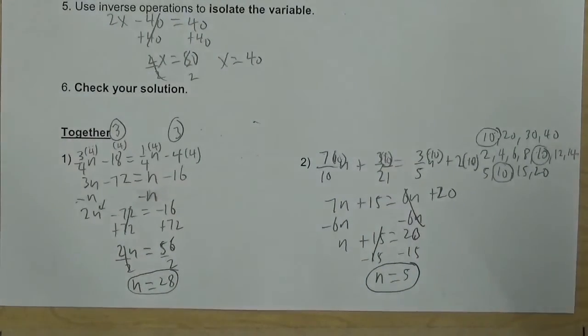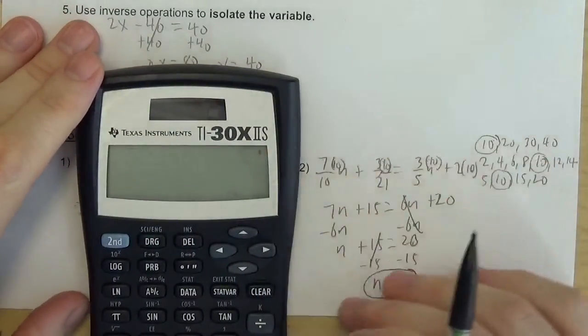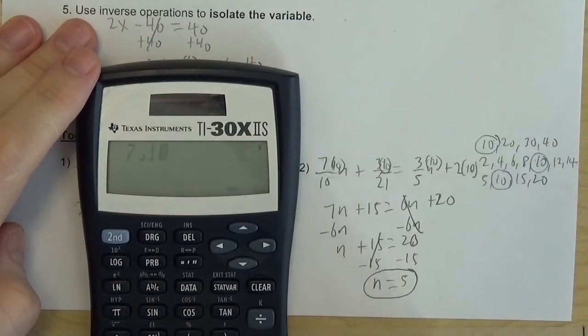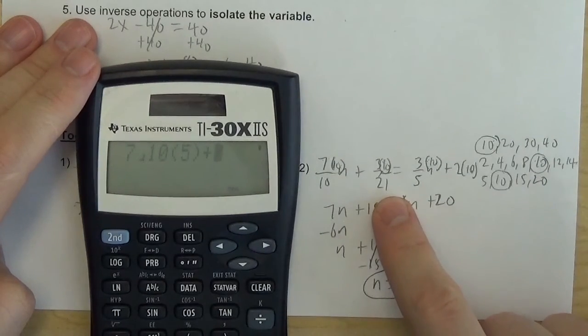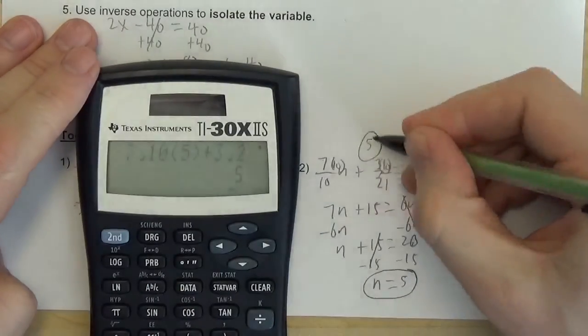Let's take a minute and check the solution as well. We're going to plug in 5 everywhere where we see n. And so I'm going to type this into the original equation we had here. So 7 over 10, and then n, so in parentheses 5, plus, that's 3 halves there, right? So 3 over 2. So this side is 5 over here.